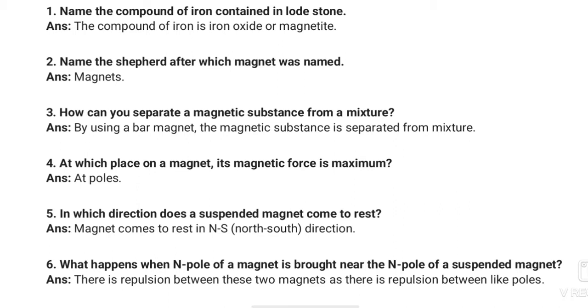Next question, at which place on a magnet is its magnetic force maximum? We know that, students, at the poles of the magnet the magnetic force is maximum. Next question, in which direction does a suspended magnet come to rest? We know that a suspended magnet comes to rest only in the north-south direction.